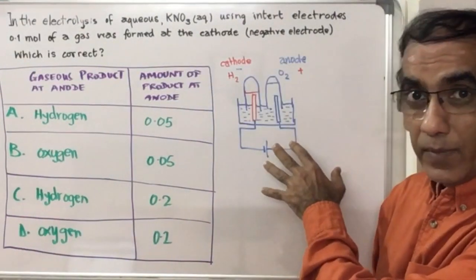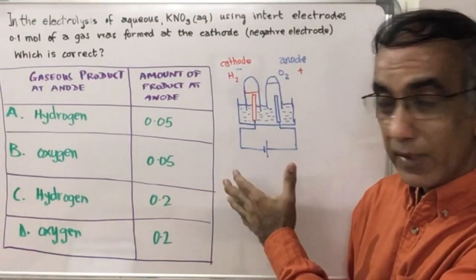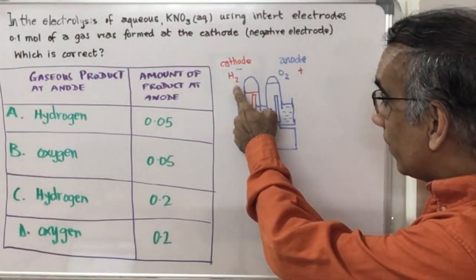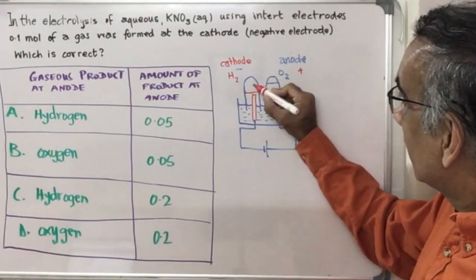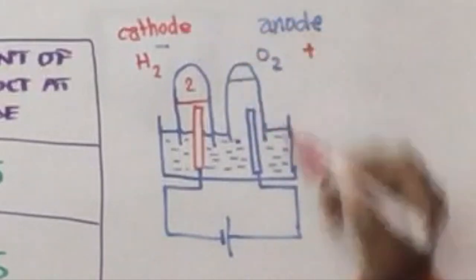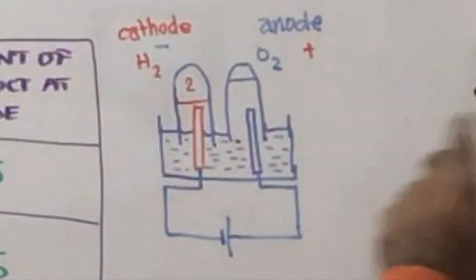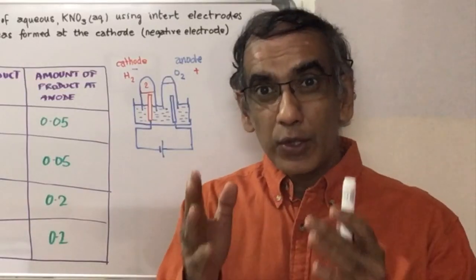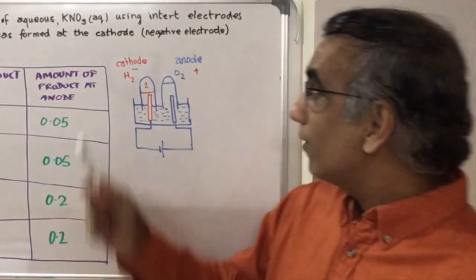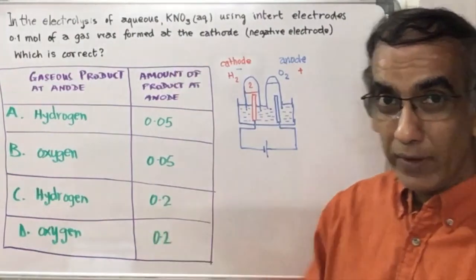And this diagram shows the electrolysis of water. Here you have two parts of hydrogen being formed at the negative cathode, one part of oxygen being formed at the positive anode. And the reason that you should recall this is because you have potassium nitrate.